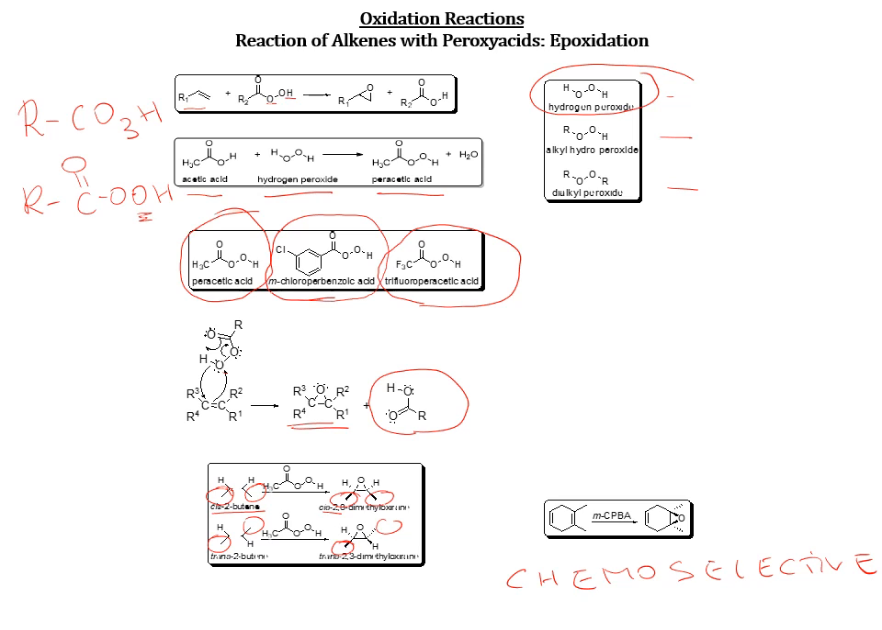Chemoselective means that a reagent can make a distinction between different functional groups. But for a reaction to be chemoselective, we need to use the mildest possible reagent, metachloroperbenzoic acid.